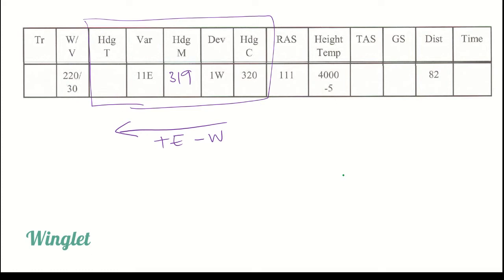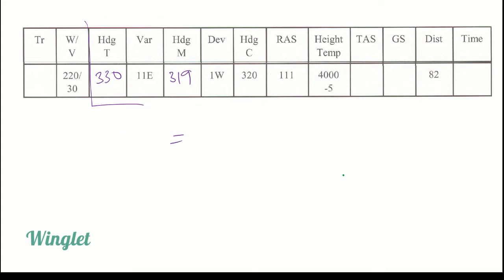And now it is 11 degrees east, so I add 11 degrees to 319 and I get 330. This one part of the problem is solved. Okay, so this was only the problem of magnetic variation and deviation. Now, to solve the wind triangle, we will first have to find out the TAS. How do we find this out? We find this out with the help of the flight computer.